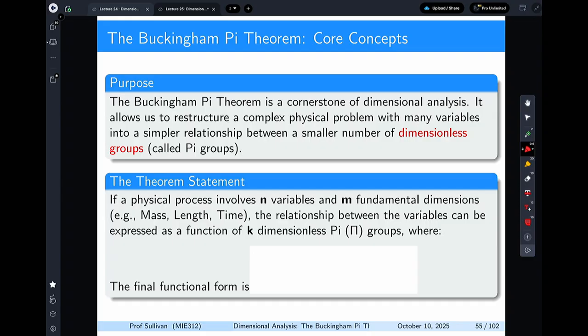All right, so just as a repeat of what we did, you have the Buckingham pi theorem. This is all it is. But in summary, if a process involves n variables and m fundamental dimensions, the relationship between the variables can be expressed as k dimensionless pi groups. And that's where you're going with k equals n minus m. And it's pi 1 equals a function of pi 2.